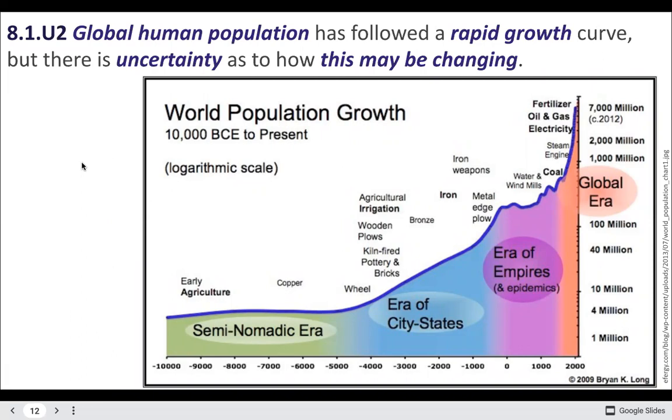Global human population has followed a rapid growth curve, but there's uncertainty as to how this is changing. Back in the 1970s, they were talking about the population bomb and like, oh my God, we're totally screwed. We're gonna have way too many people. This is a really funny scale because we're going 1 million, 4 million, 10 million, 100 million, 7,000 million. I don't know about this scale. It's logarithmic. You can argue about whether this is a useful scale to use. But I guess it kind of shows that when you have larger populations, it's easier to grow faster.